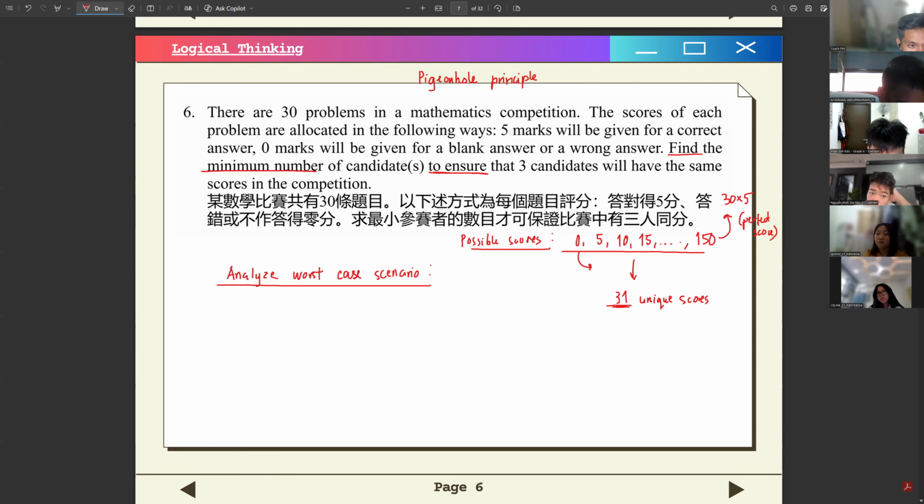Okay? Okay, so let's go back to the question. We want to ensure that 3 candidates will have the same score. So that's our goal. Let's write the goal. 3 candidates, same score. So what would be the worst case scenario?